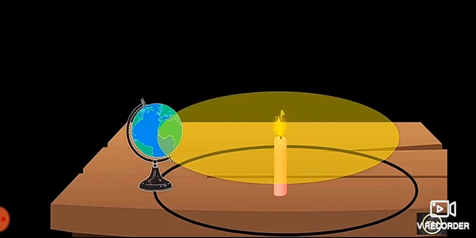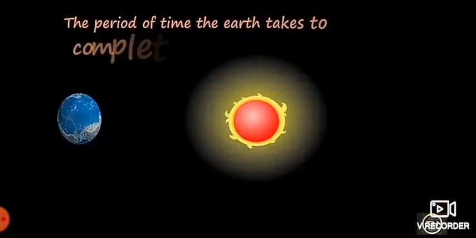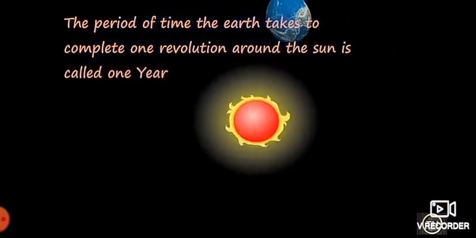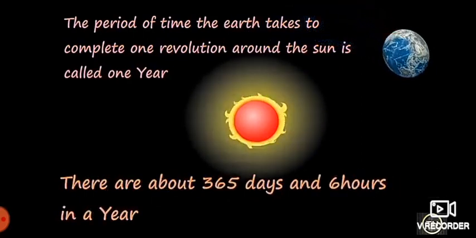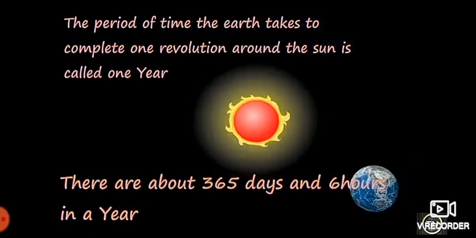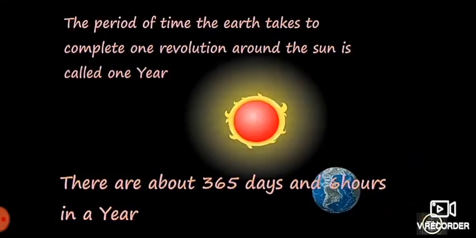Did you understand? So children, the period of time the earth takes to complete one revolution around the sun is called one year. There are about 365 days and 6 hours in a year. So children, in the experiment we saw, the globe was at one place. After that, the globe turned around the sun and came back to its earlier place. That is called one revolution.